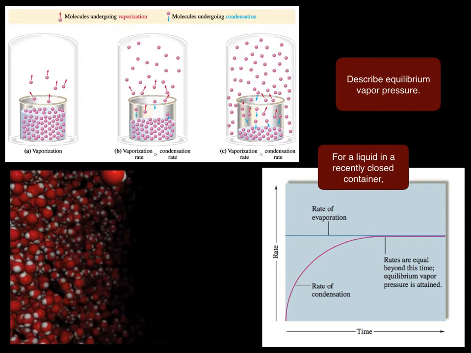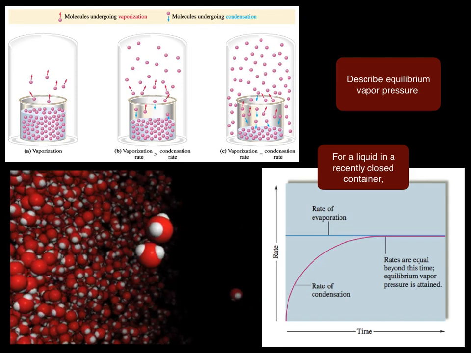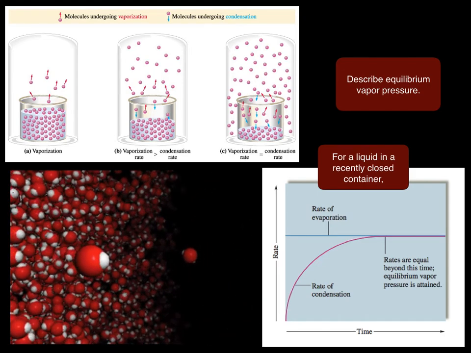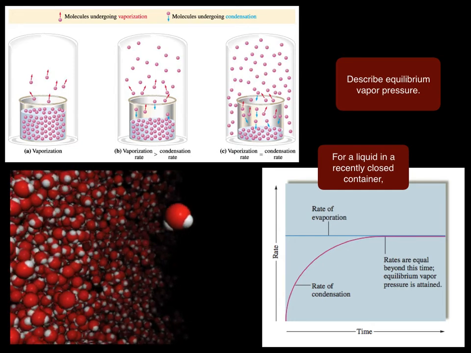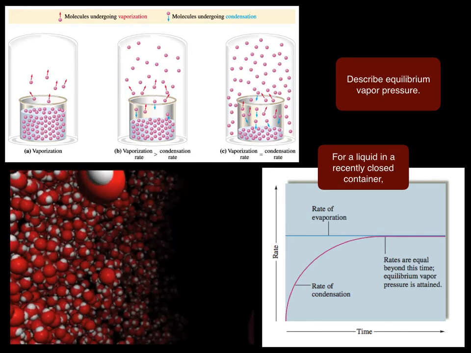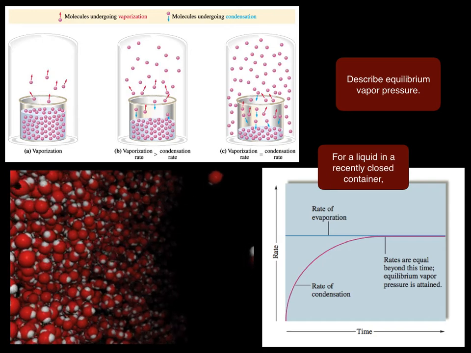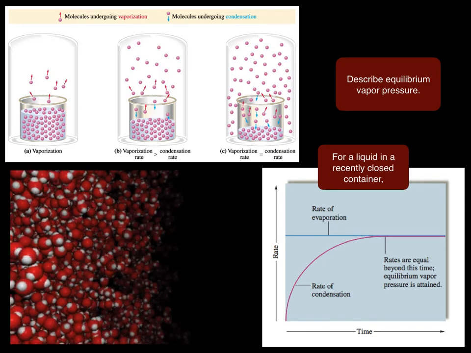But as more molecules evaporate, there are more molecules that can now condense, until at equilibrium both rates, the rate of vaporization and the rate of condensation, are exactly equal to each other, and the vapor pressure is maintained. This equilibrium vapor pressure is what is reported as the vapor pressure of a given substance at a given temperature.